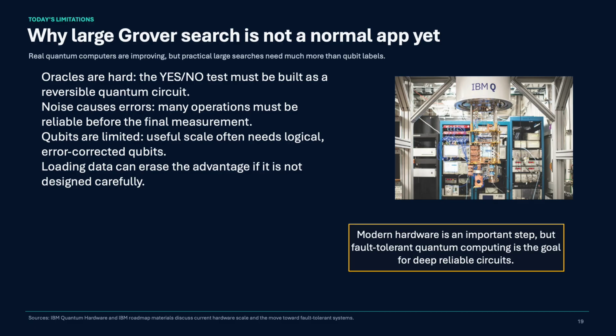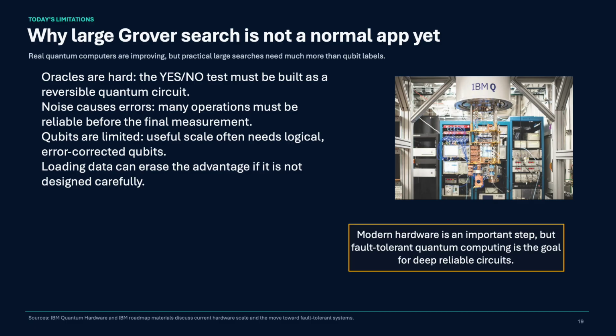Why don't we use this everywhere today? At this point, Maya asks the obvious question. If Grover is so powerful, why is not every search engine already quantum? Because knowing an algorithm and having the technology to run it at useful scale are two different things. Today's quantum machines face noise and errors. Useful algorithms may require many reliable operations, and physical qubits are not the same as perfectly reliable logical qubits protected by quantum error correction. The oracle itself can also require a large, complicated, reversible circuit.